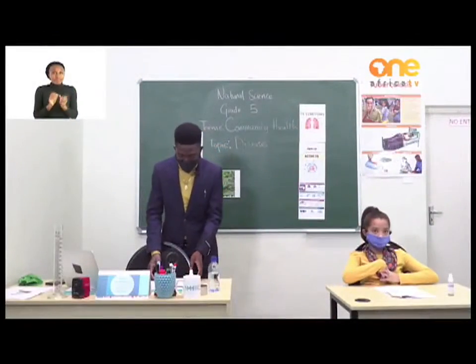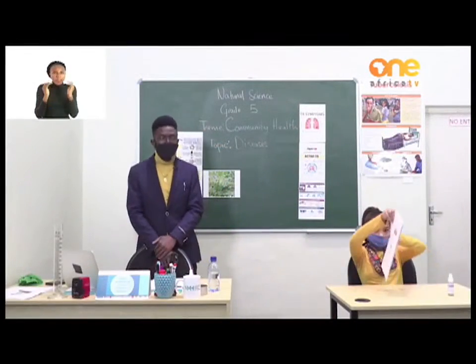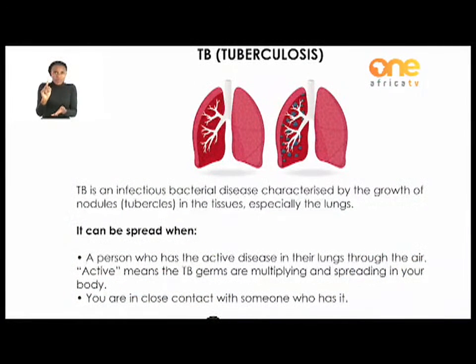Okay, grade 5s, let us turn to page 21 where we'll be discussing our second disease for this lesson. Our second disease is TB or tuberculosis. What is tuberculosis or what is TB? TB is an infectious bacterial disease characterized by the growth of needles, tubercles, in the tissues, especially the lungs.